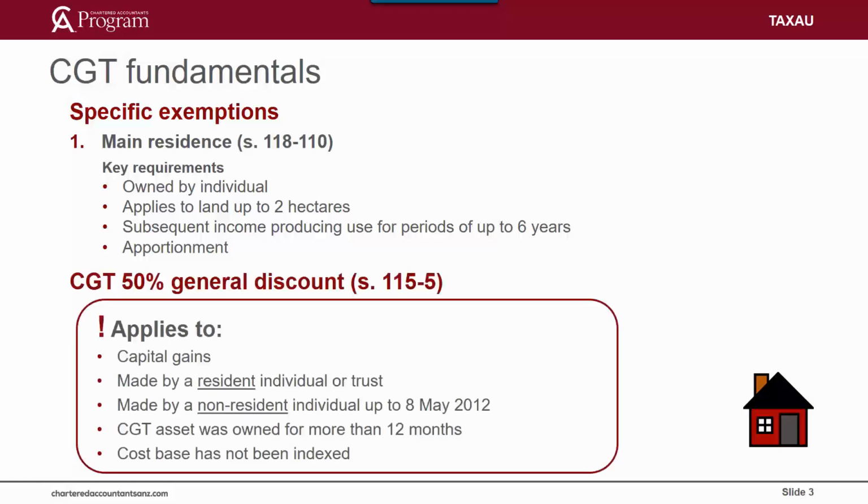And finally, you should know that an individual taxpayer may be entitled to the 50% general discount. This discount can apply where the CGT asset has been held for more than 12 months and the CGT event occurs after the 21st of September 1999, provided the cost base of the asset has not been indexed. The requirements for application of the CGT 50% general discount are covered in detail in your learning materials.